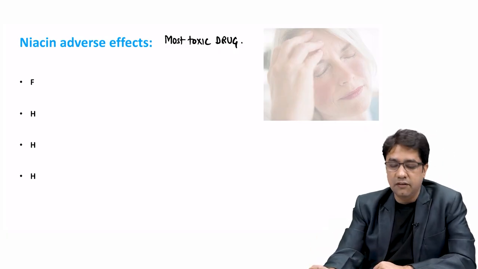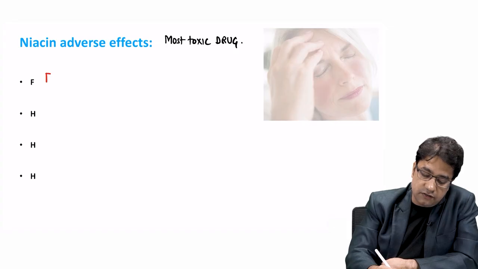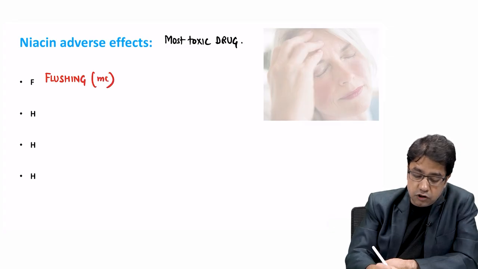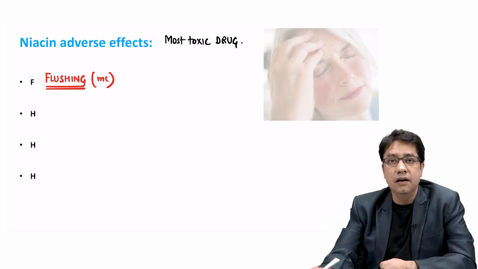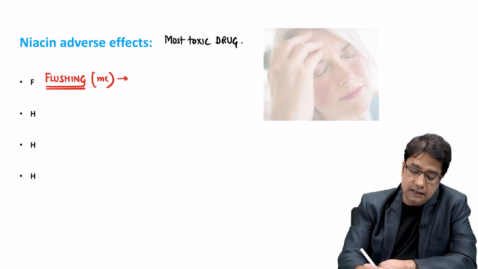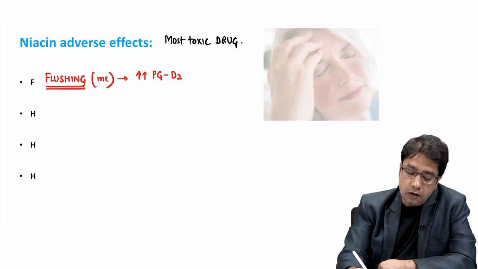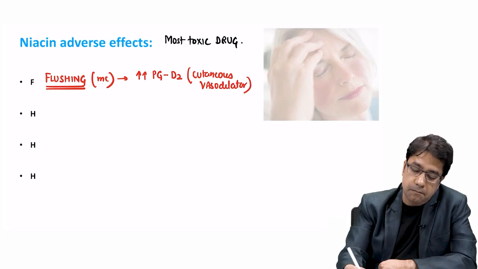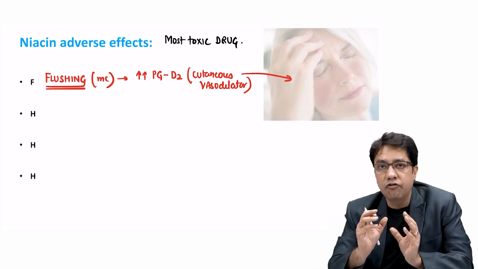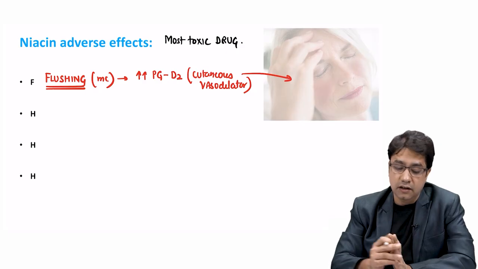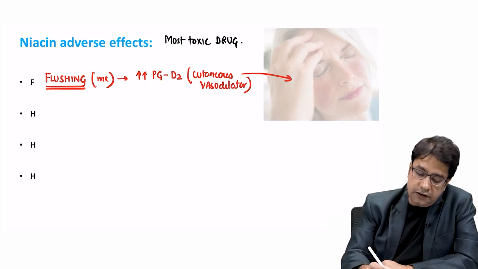So let's see the adverse effects of niacin. The first adverse effect of niacin is flushing. And flushing is the most common side effect of niacin. Why does this flushing occur? Because niacin increases the production of prostaglandin D2. Prostaglandin D2 is a cutaneous vasodilator. It means it dilates blood vessels on skin, which can lead to flushing, which is the most common side effect. So the question comes, how to treat it? Treatment is very simple. We can give aspirin.